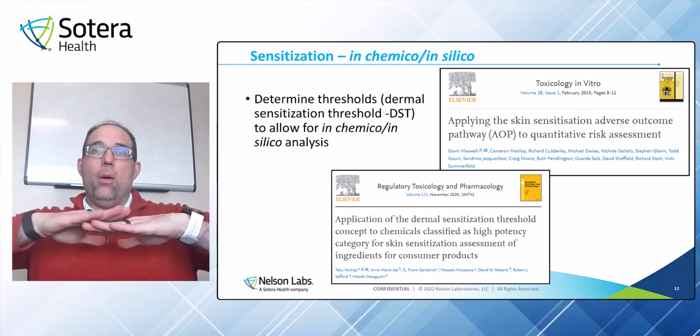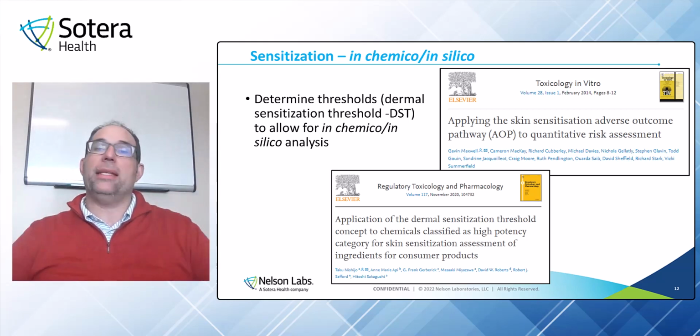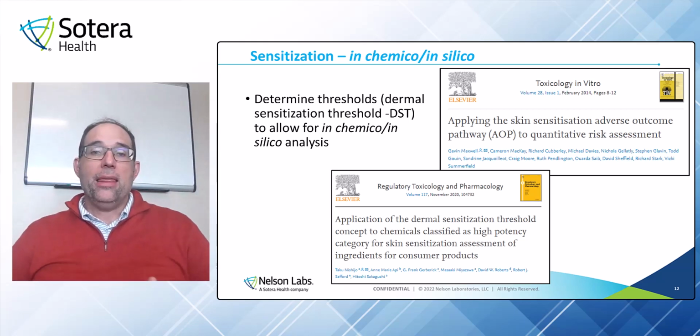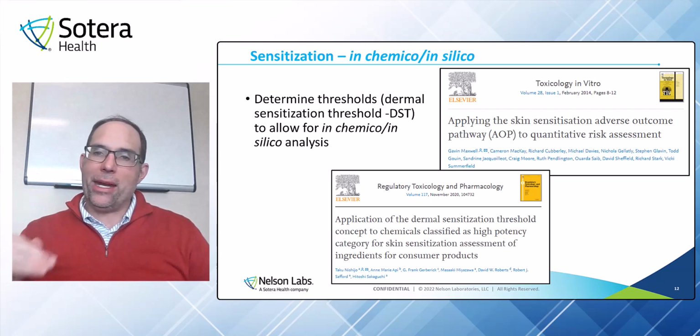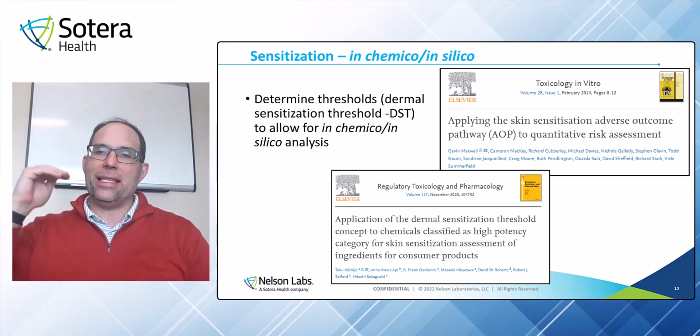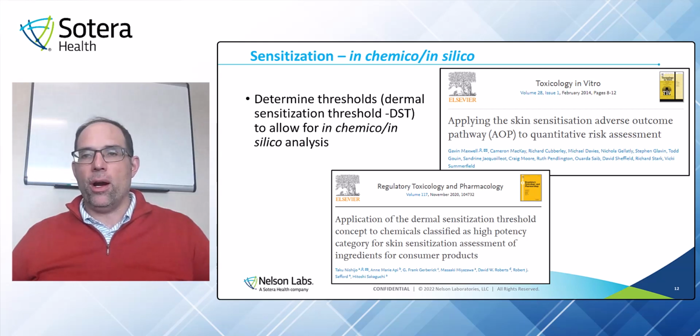Remember, this is where nothing above or below this threshold would be a sensitizer, regardless of what it is. This is important because without some kind of threshold, we don't know how sensitive to make our chemistry to screen for it. So we need something to tell us this is how low you need to screen for, and anything below this, we don't have to worry about.